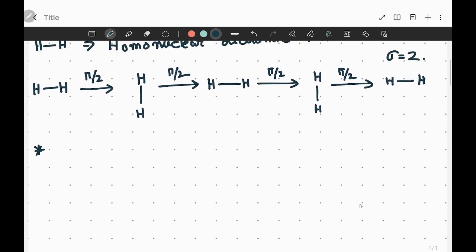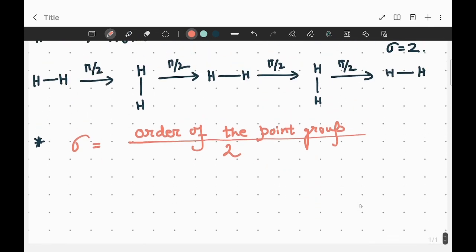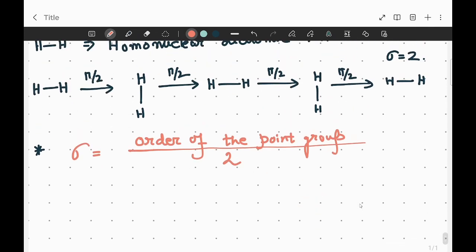So what definition have we considered here? Let me write the definition. Sigma you can calculate as the order of the point group divided by 2. So this should be the sigma. So we have to calculate the order of the point group, but do you know the point group, or should I explain? A little bit. Please explain.